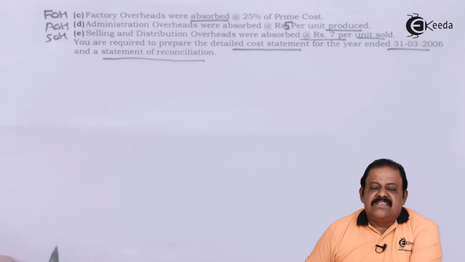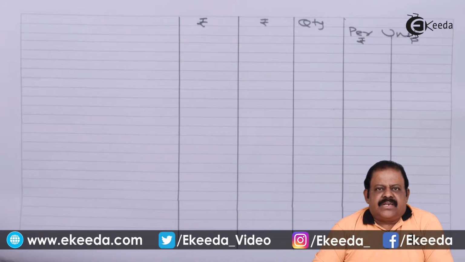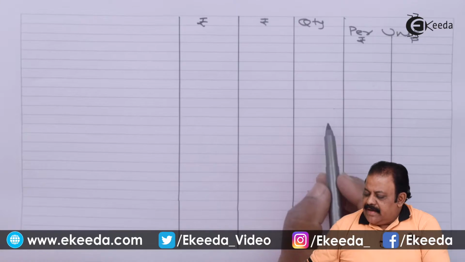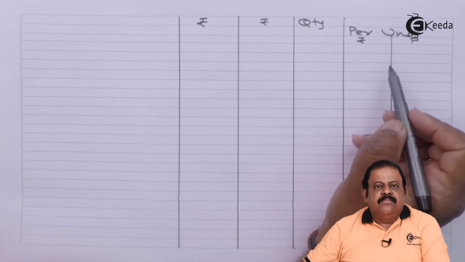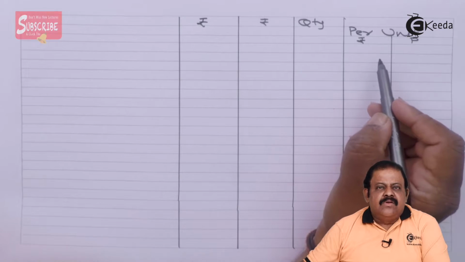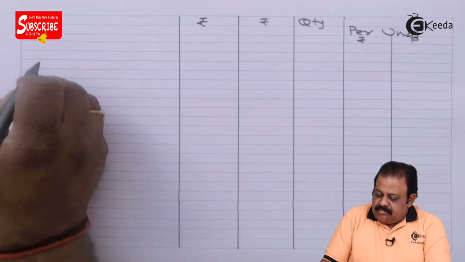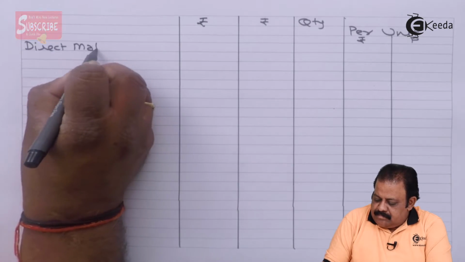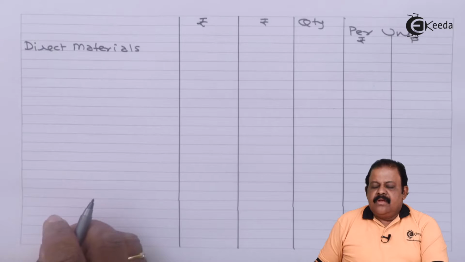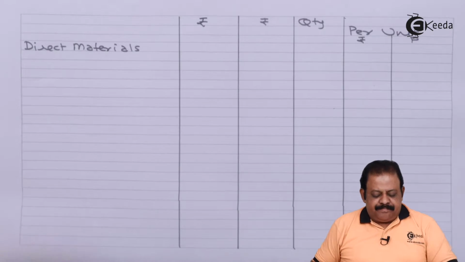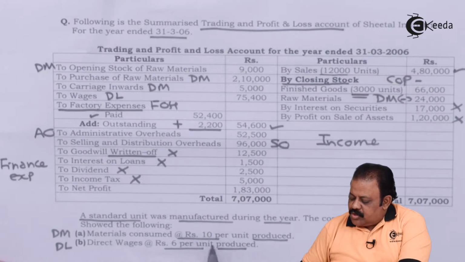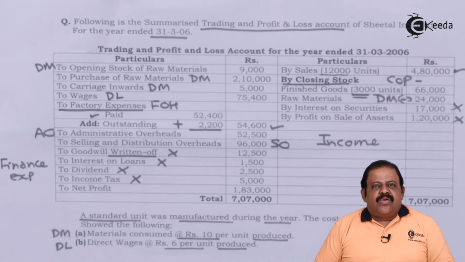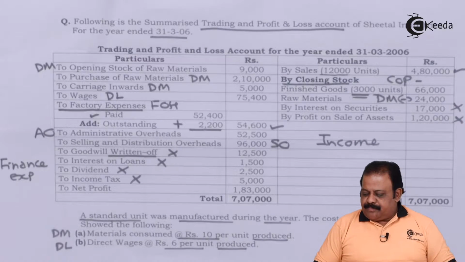We'll prepare cost sheet with columns particular, 2 amount columns, 1 quantity column, and last is per unit column to calculate per unit cost, rupees and paise. First item is direct materials. Material consumed rupees 10 per unit produced. So we are required to calculate number of units produced.